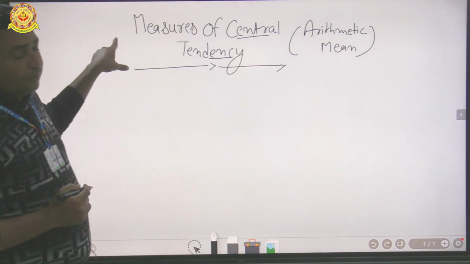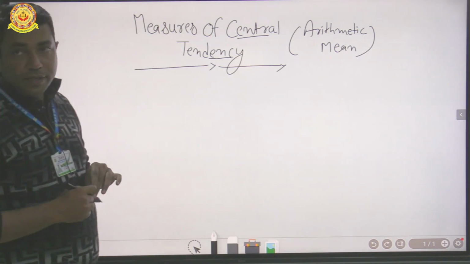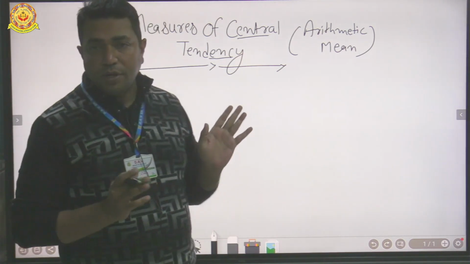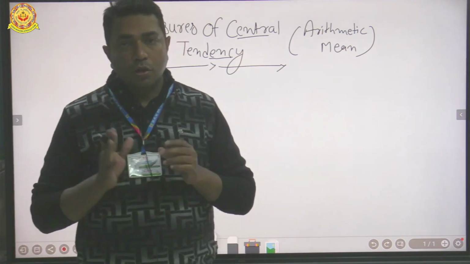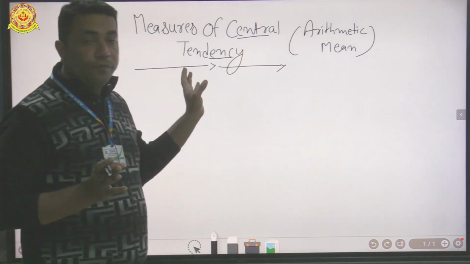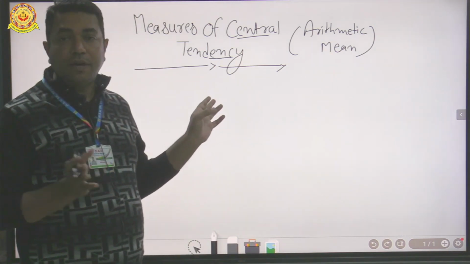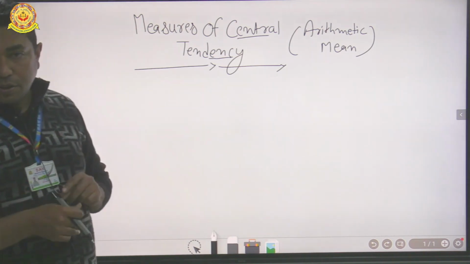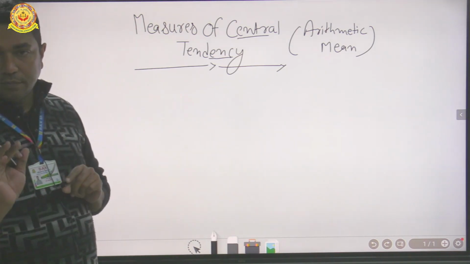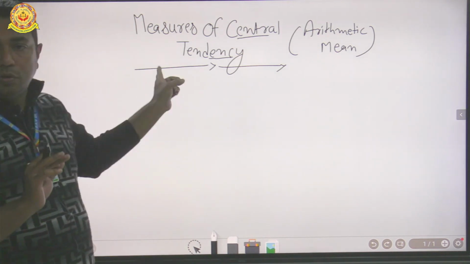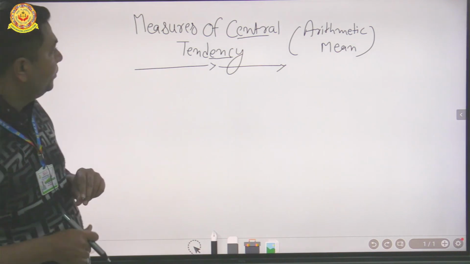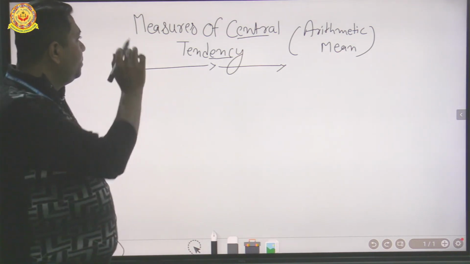Now next thing, measures of central tendency. Measures of central tendency means we are using all those methods of statistical analysis which are worked out for the calculation of the average of the statistical series. All those methods which are used to calculate the average of the series.